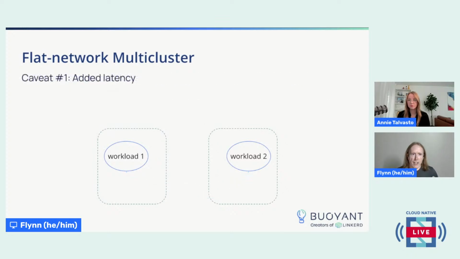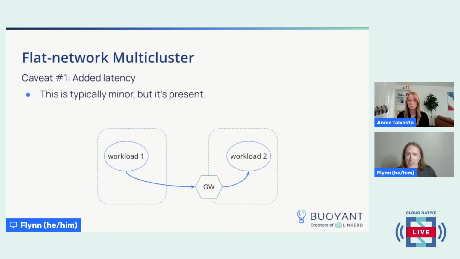The first one is it adds some latency because it has to go from the workload to the gateway and then from the gateway to the other workload. Typically, this is not a major deal. Linkerd is really fast, but it's still there.